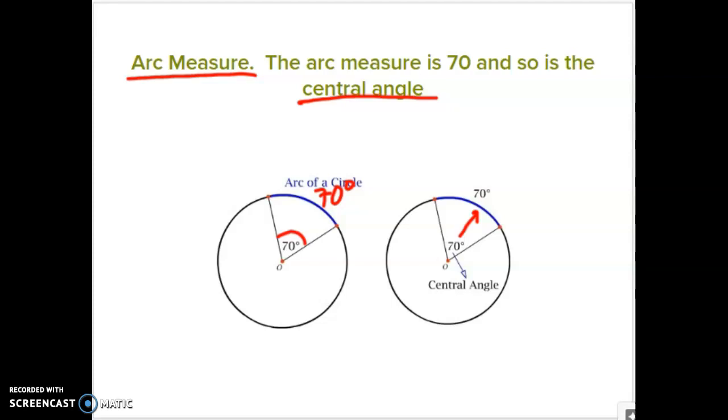So if you know the arc measure, you know the central angle as well. I know this was a lot. Please pause the video, go back through it, ask questions.